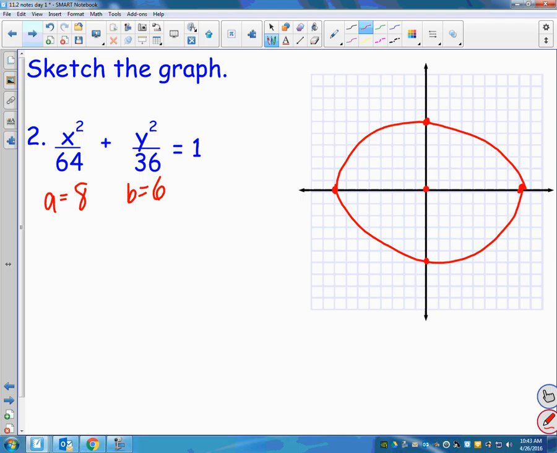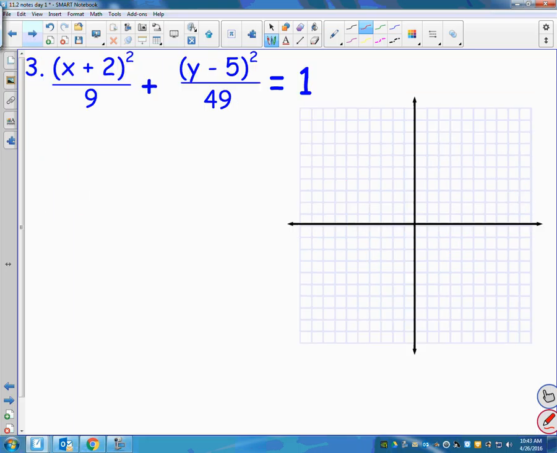Today we're really focusing more on graphing and pulling information out. Tomorrow we'll work on writing our own equations. But let's do one with the center not at 0, 0.